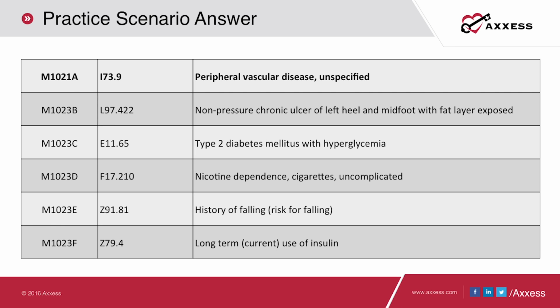Then you have F17.210, nicotine dependence, cigarettes, uncomplicated. Then we have 2 status codes, Z91.81 for the risk of or history of falls, followed by last Z79.4 for your long-term use of insulin.